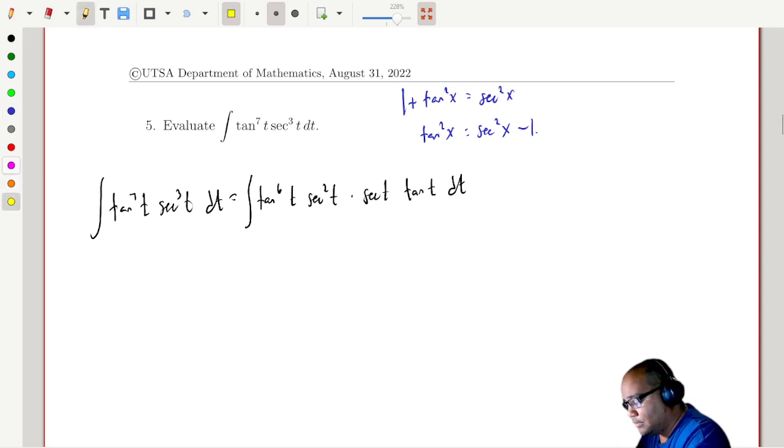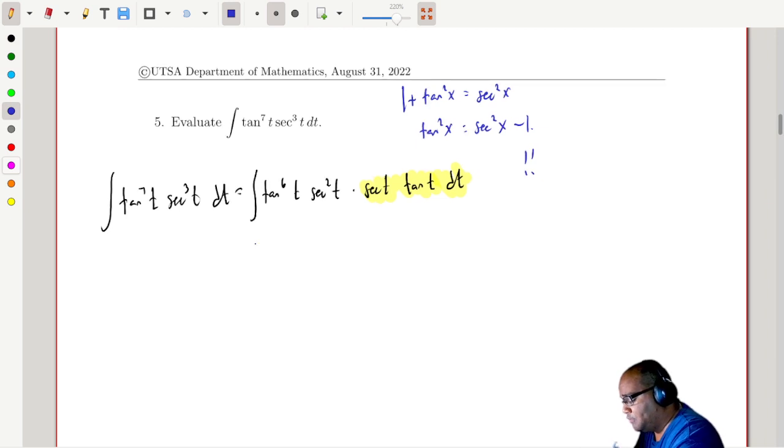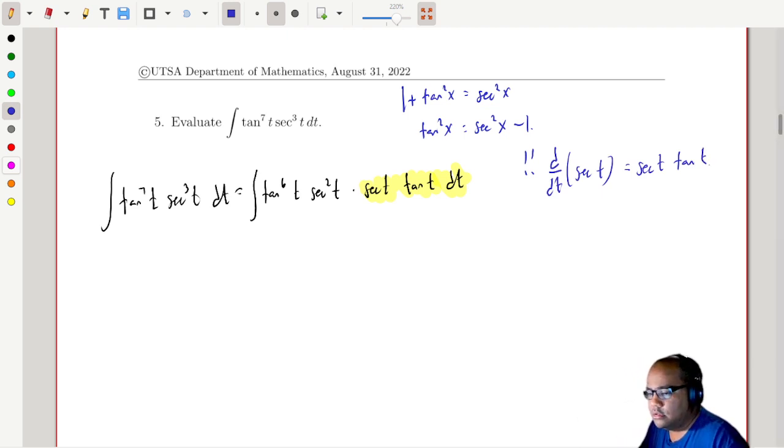Check this out. The derivative of something is equal to secant times tangent. And the great move here is that the derivative with respect to t of secant t is equal to secant t times tangent t. But what does that do for us?